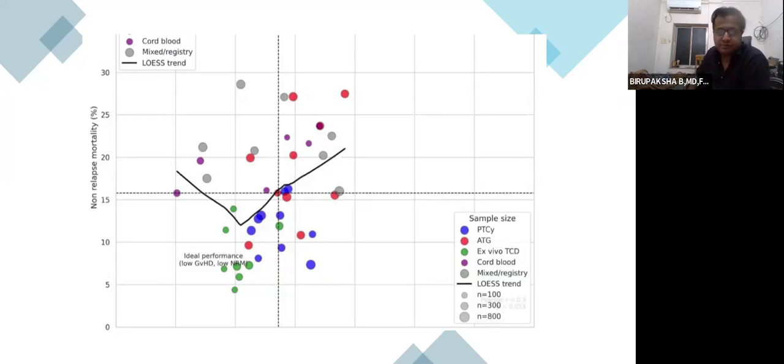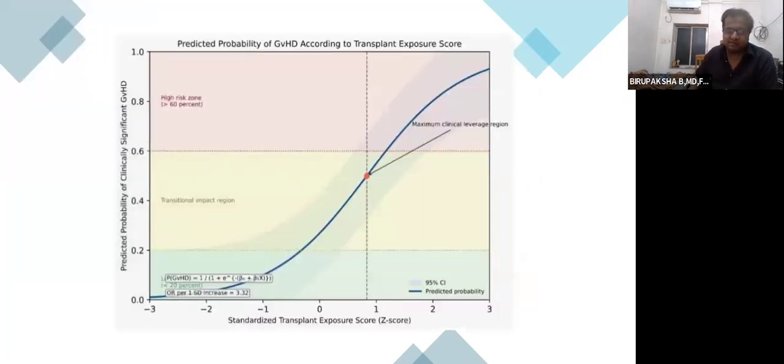Right, the next one. Next curve. This curve shows the standardized transplant exposure score, that we call the Z score, and the predicted probability of clinically significant GVHD. Self-explanatory to some extent, but you see, it does not follow a linear pattern. It follows an S-shaped curve. It's one point that I've marked. This is the point of maximum clinical leverage. It has been pointed out.